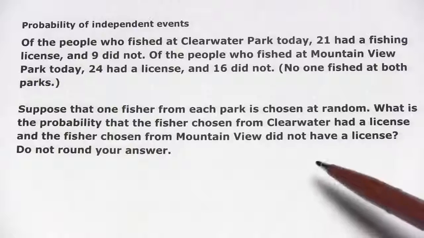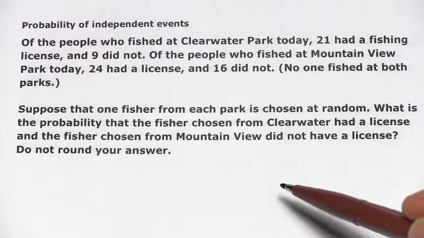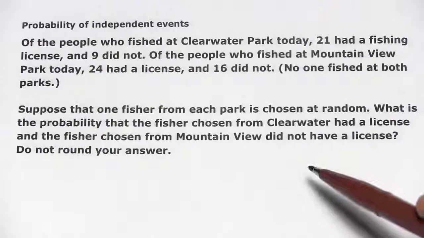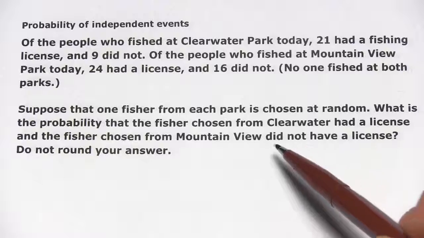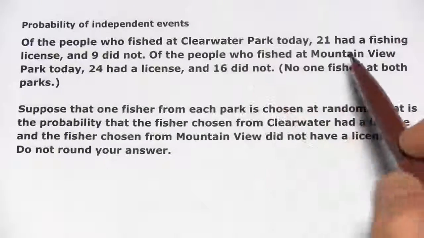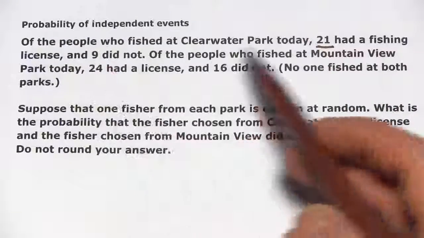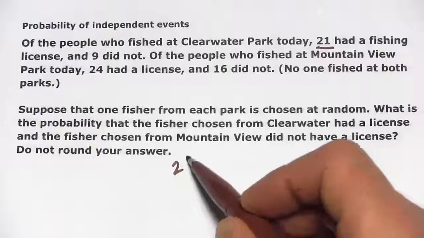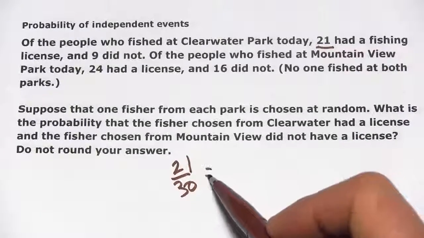So we've got two things here, and we can calculate the probabilities of each of those and then multiply them together to get the combined probability here. So the first one says that the fisher from Clearwater had a license. Well, at Clearwater, 21 had fishing licenses, and it looks like there was a total of 30. So that's 21 out of 30. And that, what is that, 0.7.